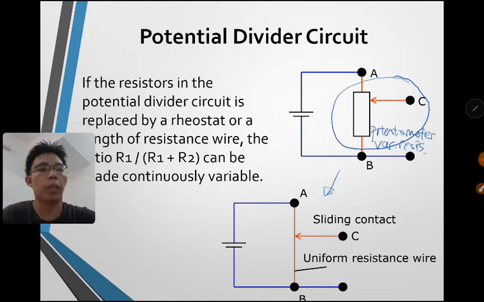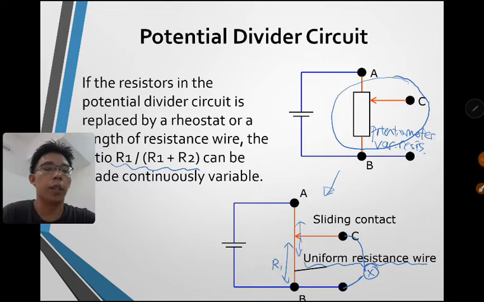So that's when we have the uniform resistance wire connected across A and B, and then we have a sliding contact. That's like the lamp earlier in the previous picture. The lamp will be connected across here. As you move the slider up and down along the wire AB, you get a different voltage for your lamp, because the ratio can be varied continuously. So that's basically the R1 here. R2 is on the other part.